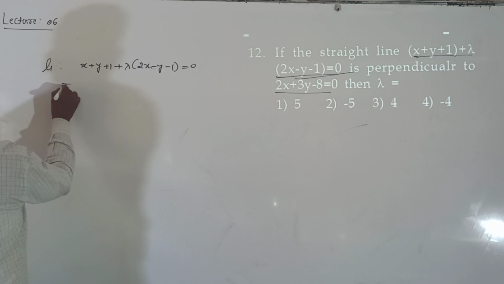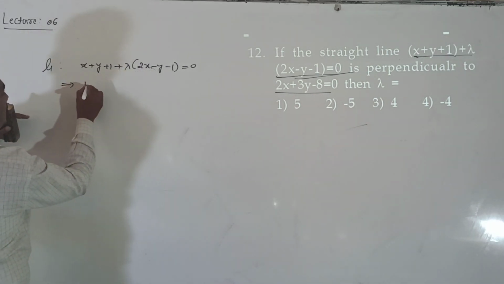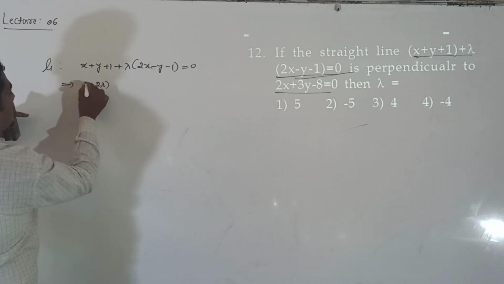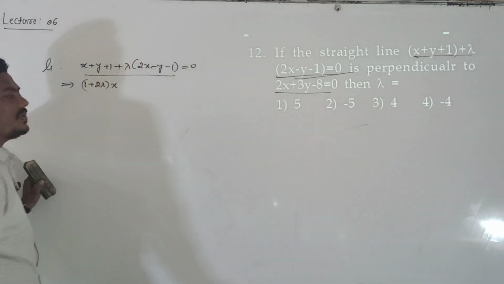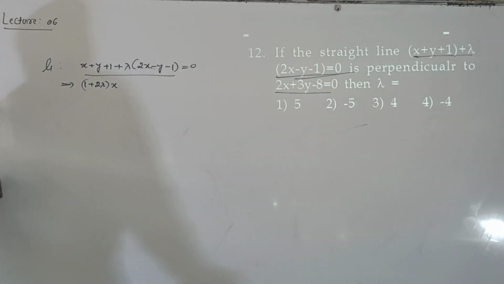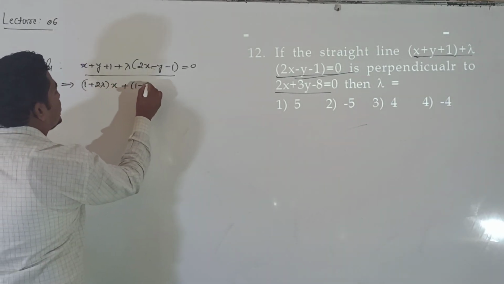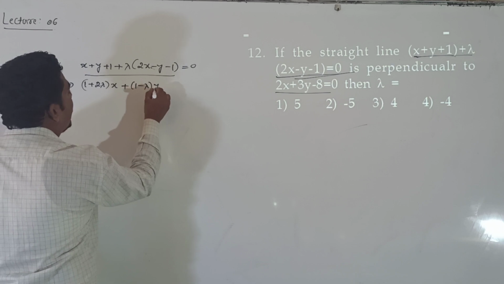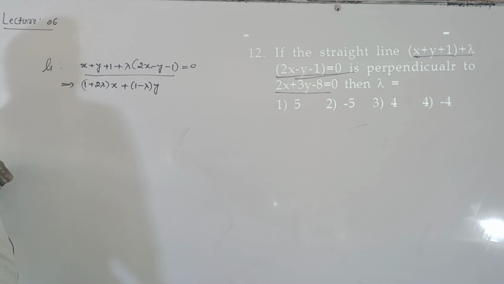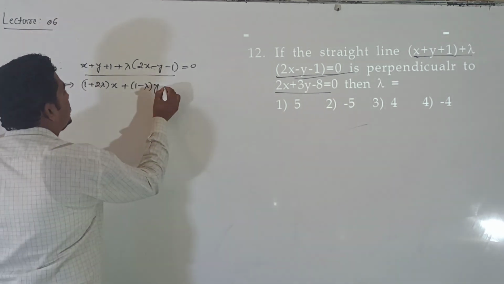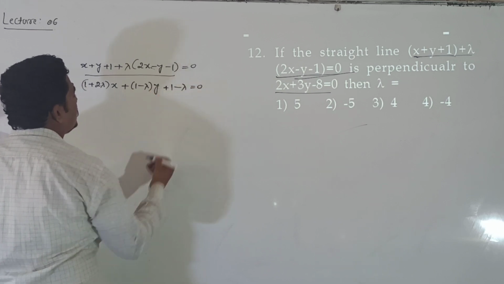Write line 1 in the form of ax plus by plus c. Just multiply the lambda, then it will be 1 plus 2 lambda into x. Just rewrite this equation in the form ax plus by plus c equal to 0. Then 1 minus lambda into y, taking y common, plus 1 minus lambda equal to 0.